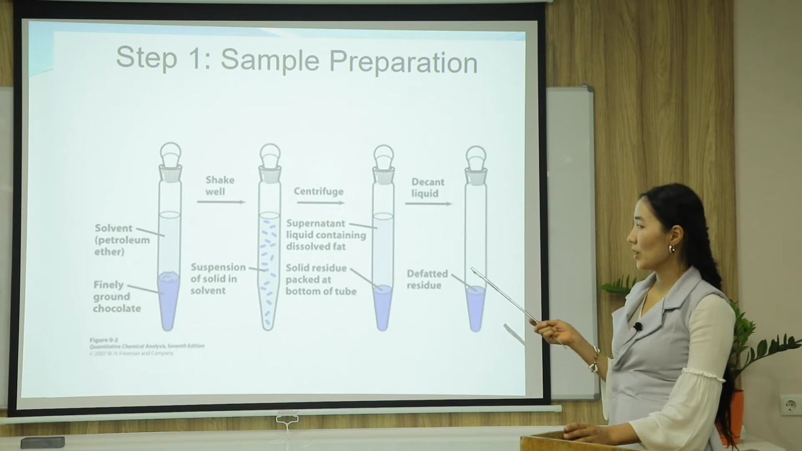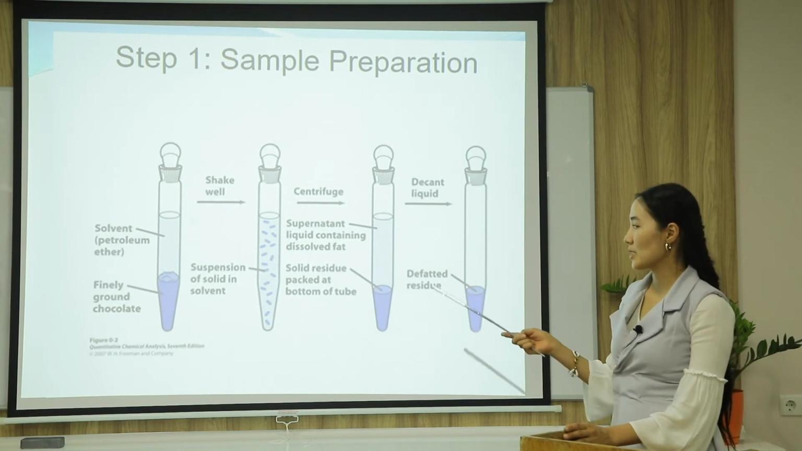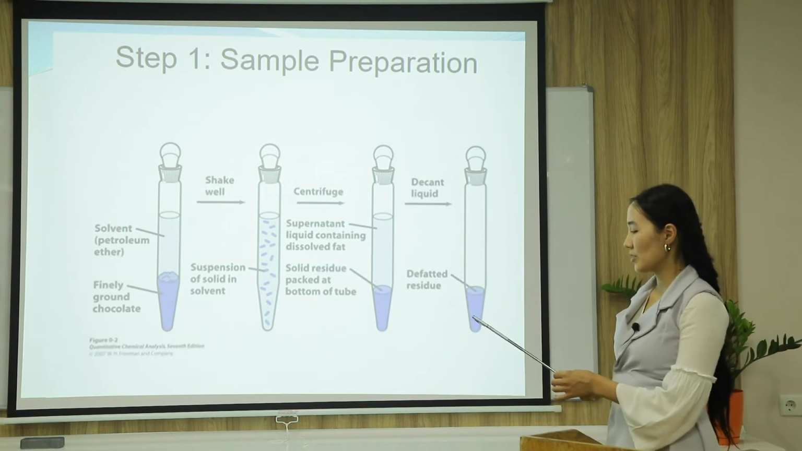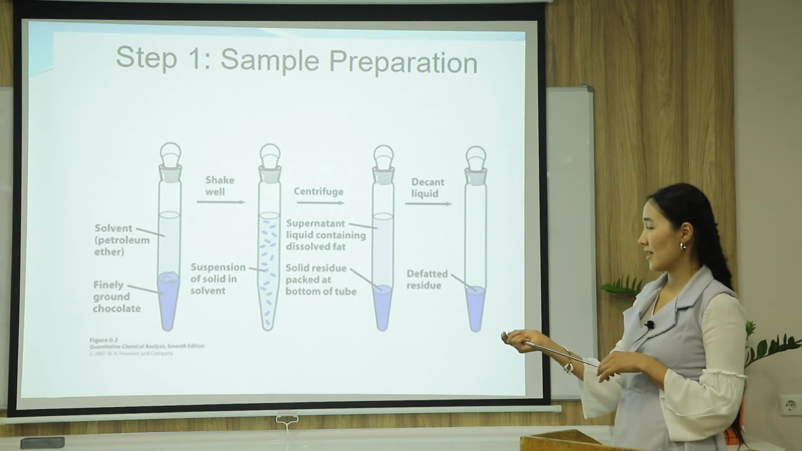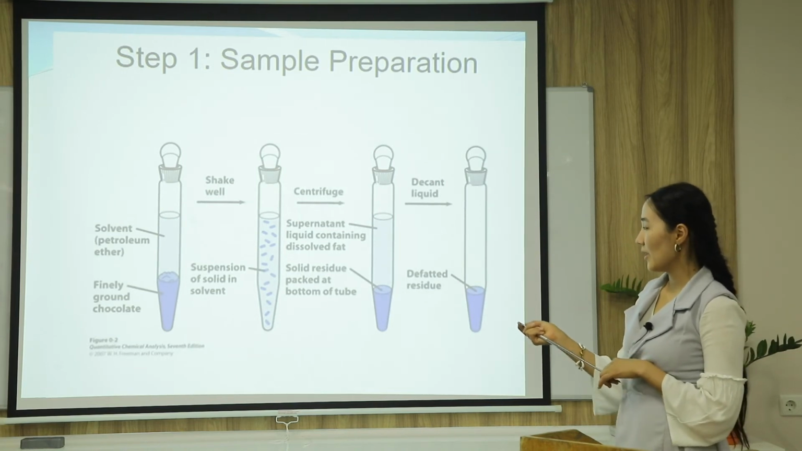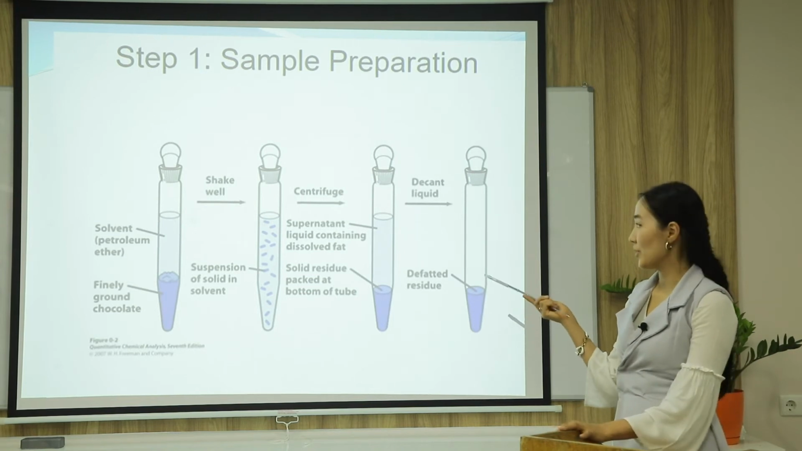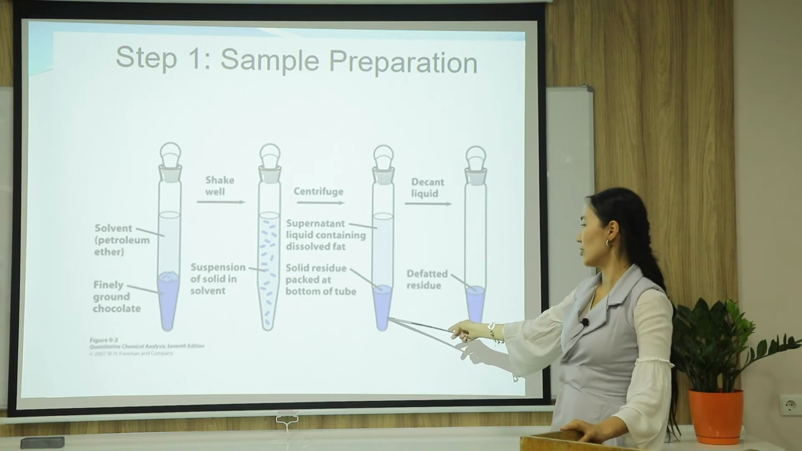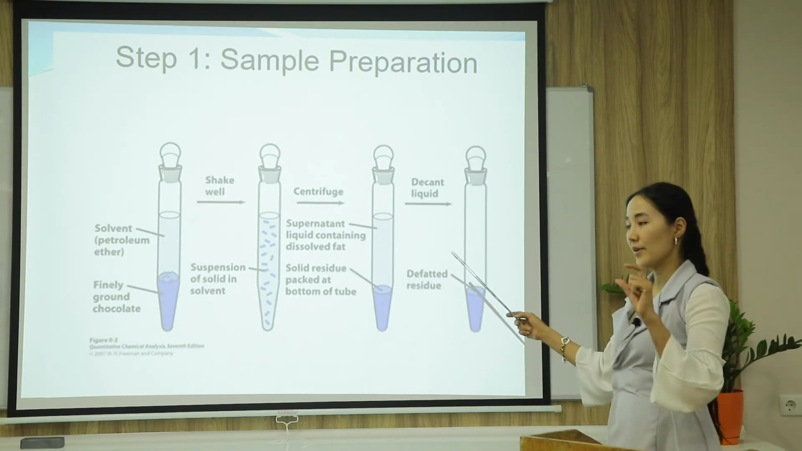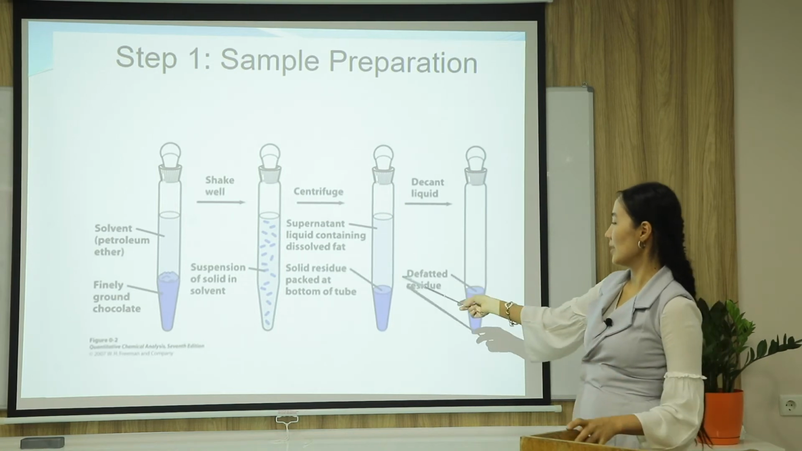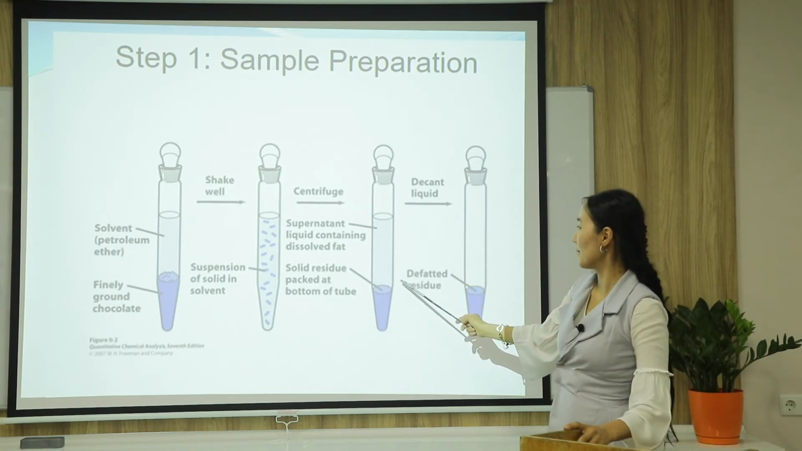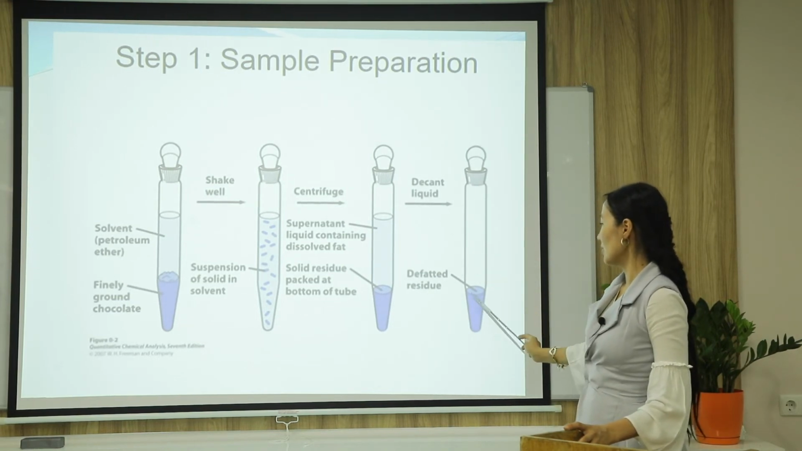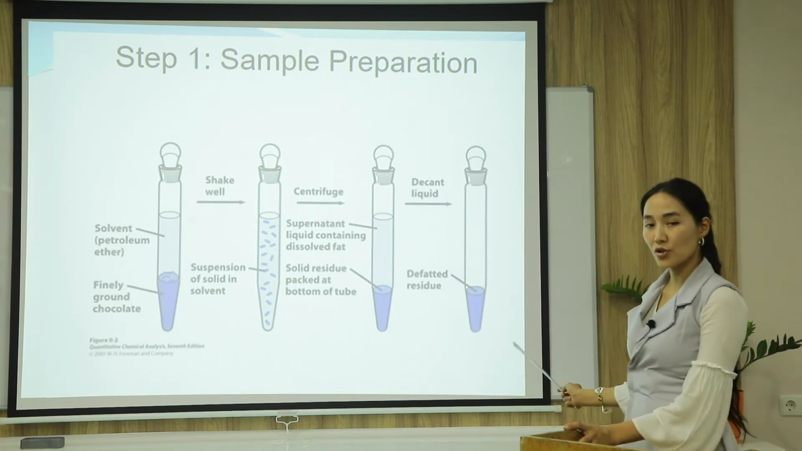In the second step we have to shake it very well, because the suspension of solid is put in the solvent, and under the microscope we can see that they have different types of particles. After that we centrifuge our mixture. Here you can see the solid residue packed at the bottom of the tube. Here is the supernatant liquid containing the solid fat, and the decanted liquid will be just vaporized, and we have the defatted residue of the chocolate bar.